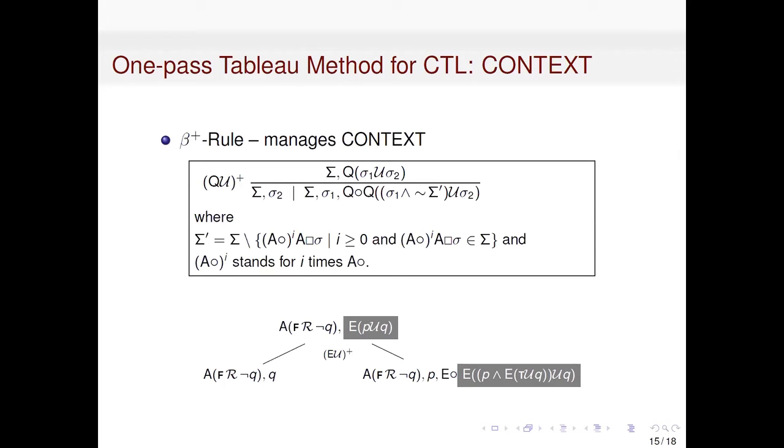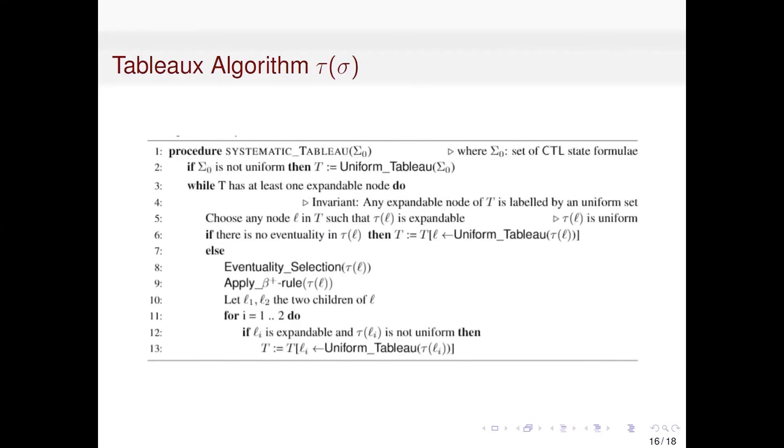The restrictions are that we are removing from the context formulae of the type for all always. Why? Because they would be just redundant in the computation. They will be eliminated anyway, so we don't consider them. And that is what we call a context managing rule, the beta plus rule, to top up the set of beta rules.